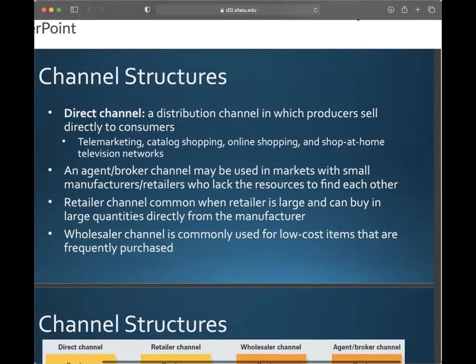So there are also channel structures. Products can take, like I said, lots of different routes to reach consumers. So I can go to Best Buy and buy an Apple product, or I can go directly to the Apple store. A direct channel is where the producer is selling straight to the customer. So this can be online shopping, this can be shopping at home, this can be telemarketing. There's lots of different examples of this.